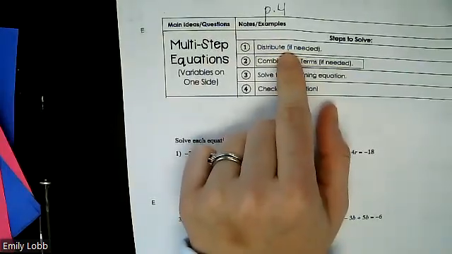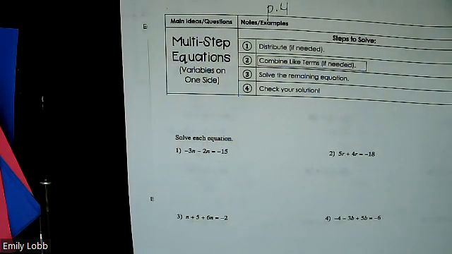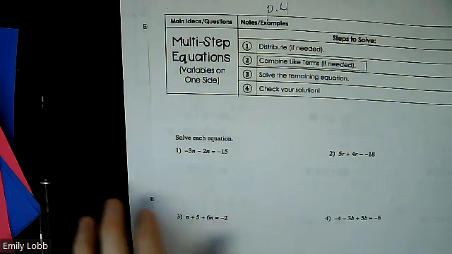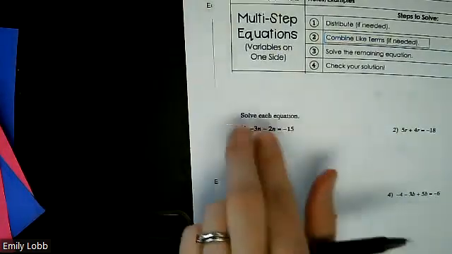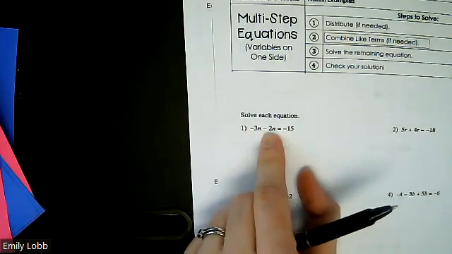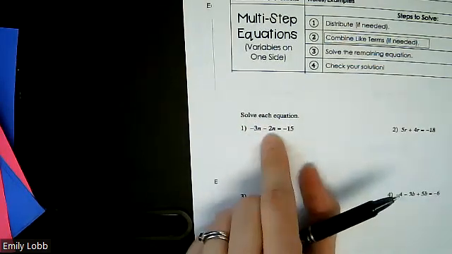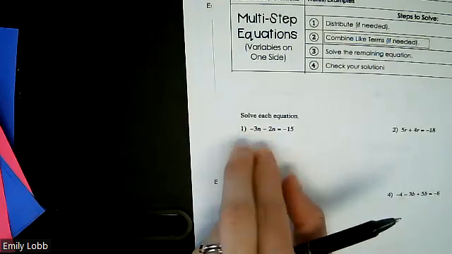Yesterday we practiced distributing. Today we're gonna practice combining like terms. So if terms have the same variable in them at the same power, then we can combine them by combining their coefficients. For example, here we have negative 3n minus 2n. If I have negative 3n and negative 2n, I can combine them to make what?